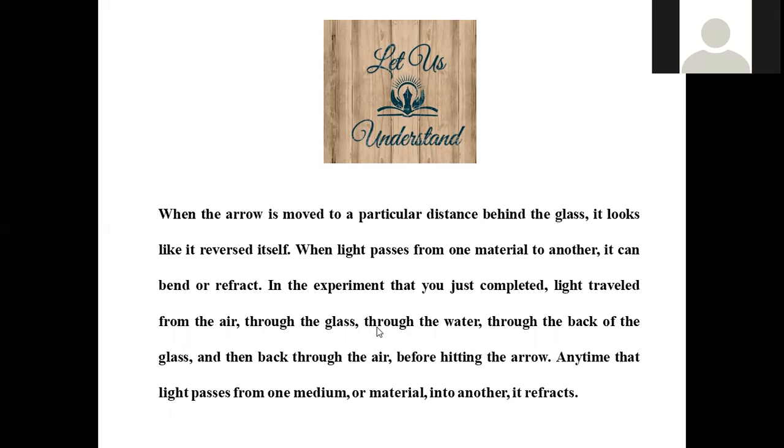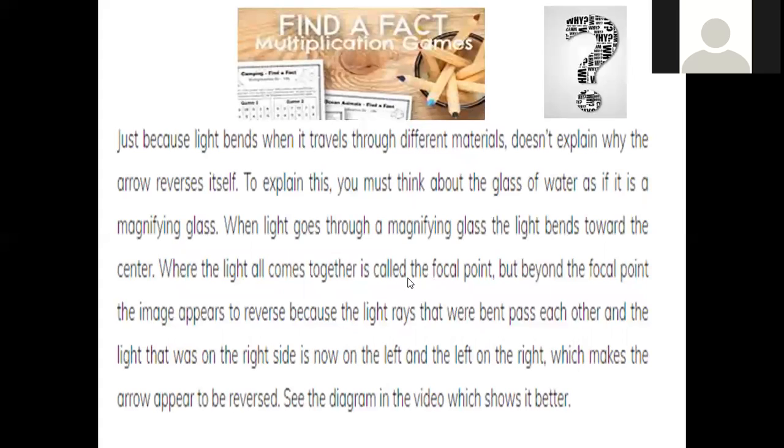In this experiment, what we did with the glass of water, light travels from air to the glass of water through the back of the glass. So when light goes from air to the glass of water, the arrow is hitting the surface of the magnifying glass. Anytime light passes from one medium to another, refraction of light is possible. Because of that refraction, the light converges at the focal point and the image is generated beyond the focal point, and that will be inverted in nature. This is the activity we did in this class.